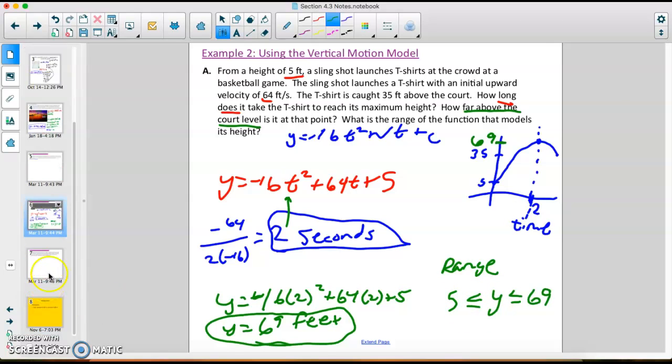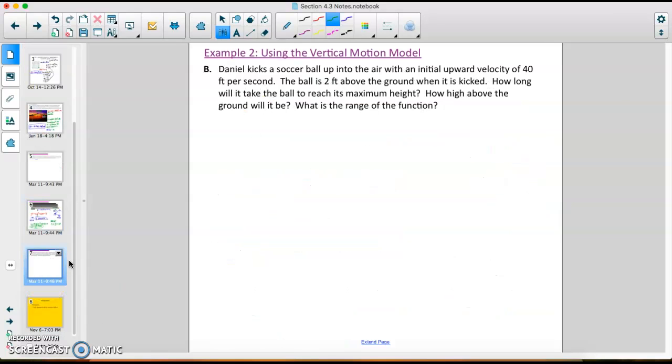Okay? Now our last one here. I don't know if I'll have time for it, but we'll get going as much as we can. Alright, Daniel kicks a soccer ball up in the air. Initial upward velocity of 40 feet per second. The ball is 2 feet above the ground when it's kicked. How long will it take the ball to reach its maximum height?